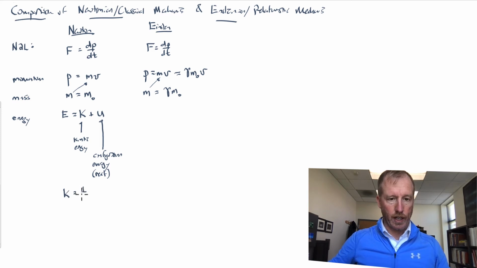And by the way, the kinetic energy is just 1/2 the mass of the object, and maybe I'll highlight that this is the rest mass, times the velocity squared. So that is the kinetic energy that appears in the energy formula in classical mechanics.